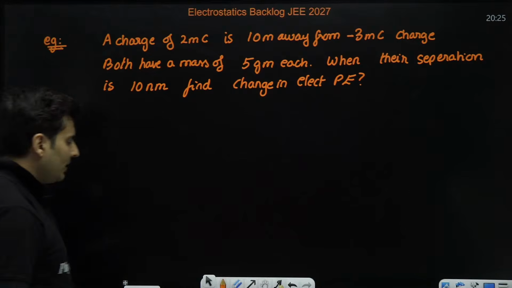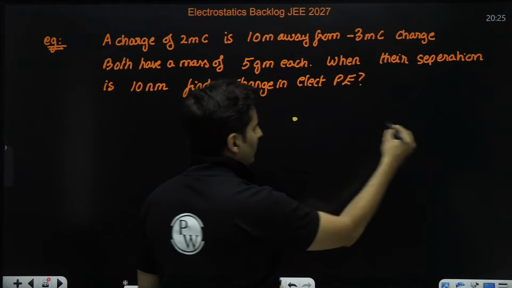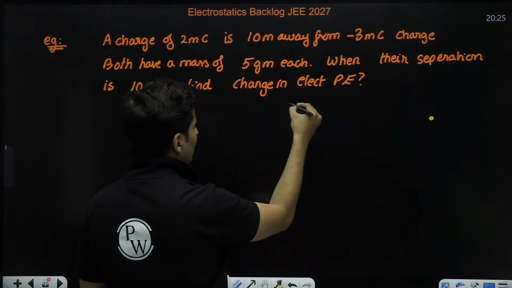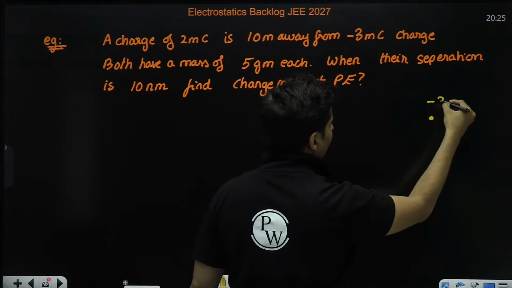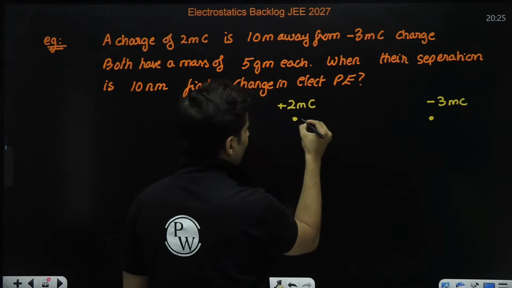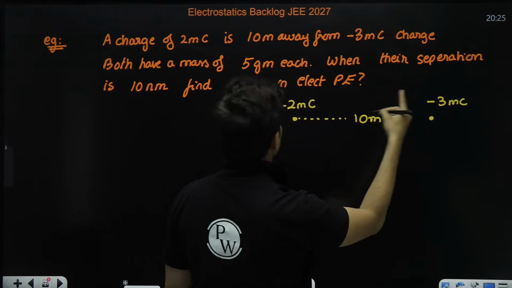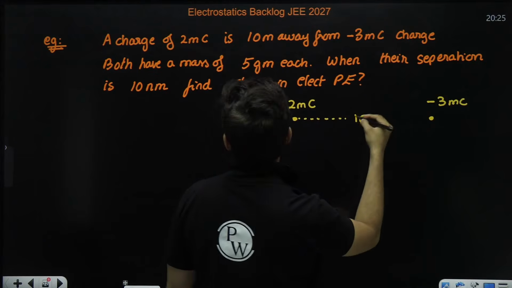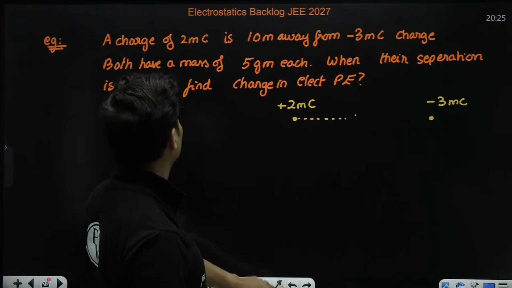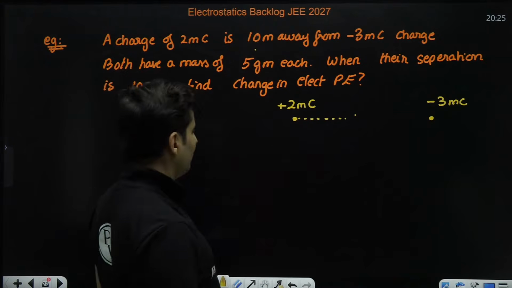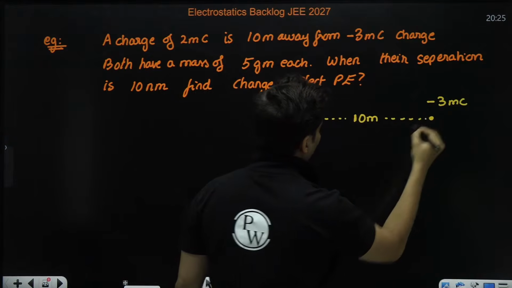So let's draw the diagrams first and let's visualize. Right now we have two charges. One is positive 2 millicoulomb, the other is negative 3 millicoulomb. Their separation is really far. You can see it is almost how many meters? 10, no. Oh, that was not given initially, sorry. No, it is given, 10 meters. So that is given to be 10 meters right now.